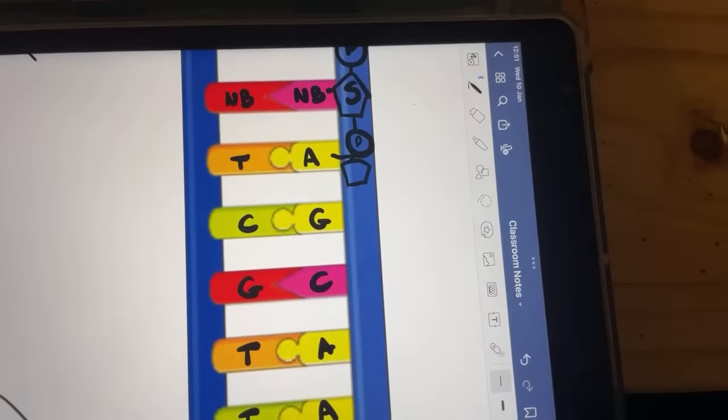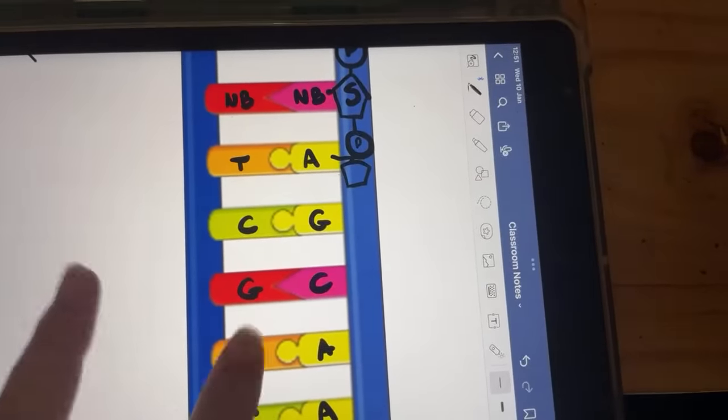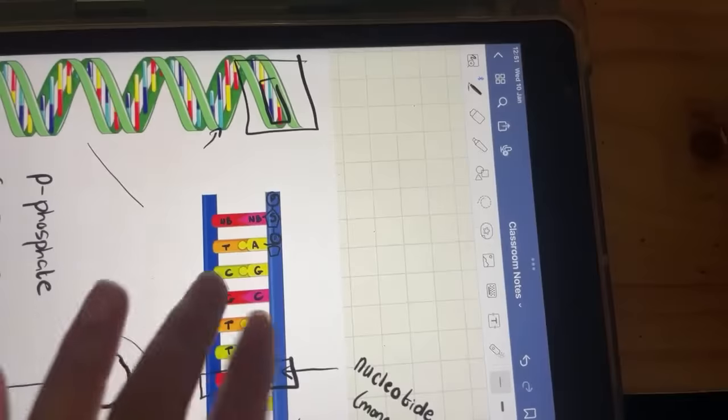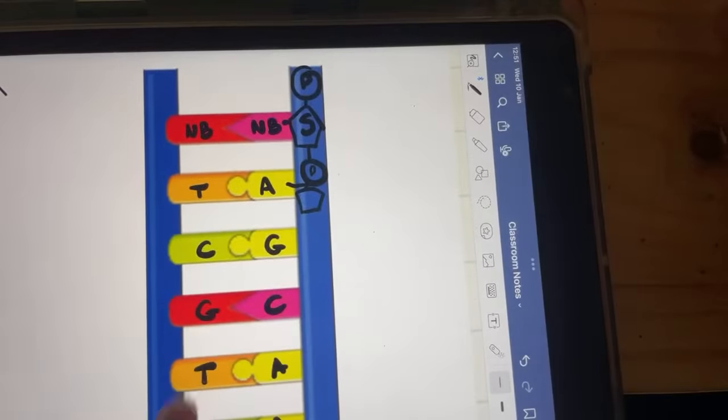I think I am. Okay. And I think I have answered your question on this ladder. If that is all we need to clarify today, then I'm going to end the lesson there, unless there are more questions about DNA.